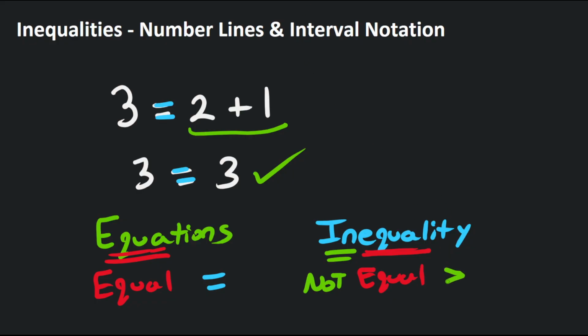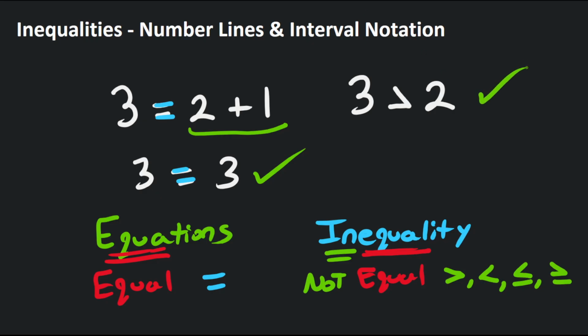And let me write some of them down. We have a greater than, a less than, a less than or equal to, a greater than or equal to. These are the inequality symbols that you'll see. And just to show you what an inequality looks like, an example: 3 is greater than 2. How you read this is 3 is greater than 2. And this is a true statement.